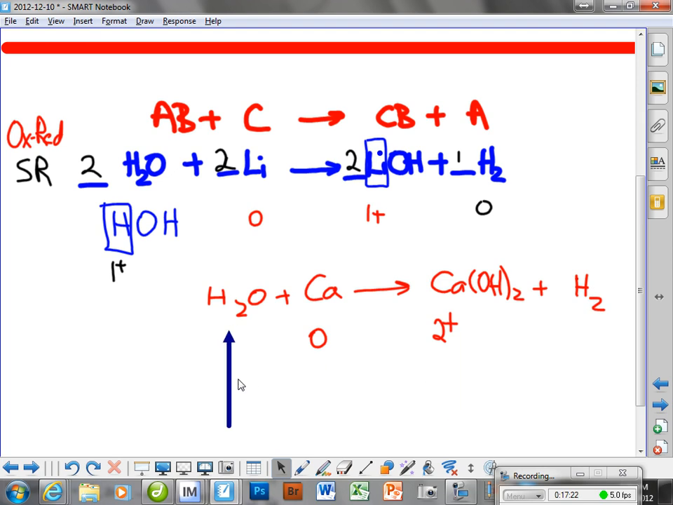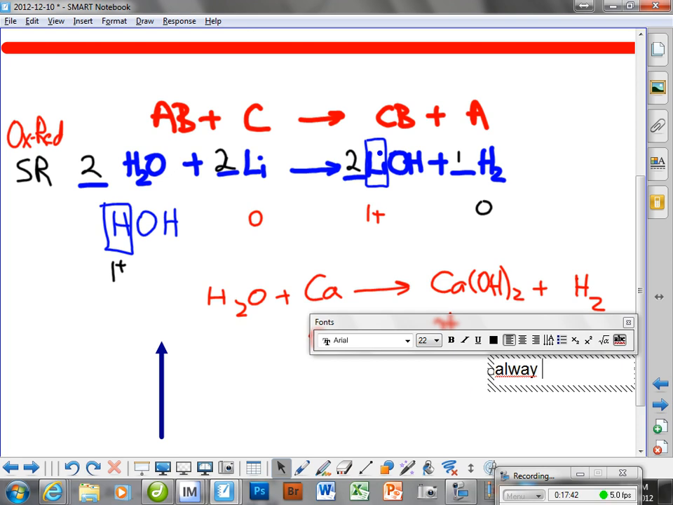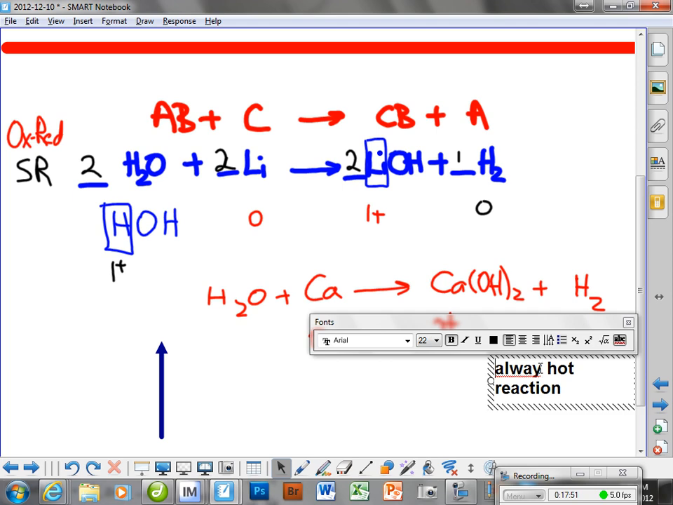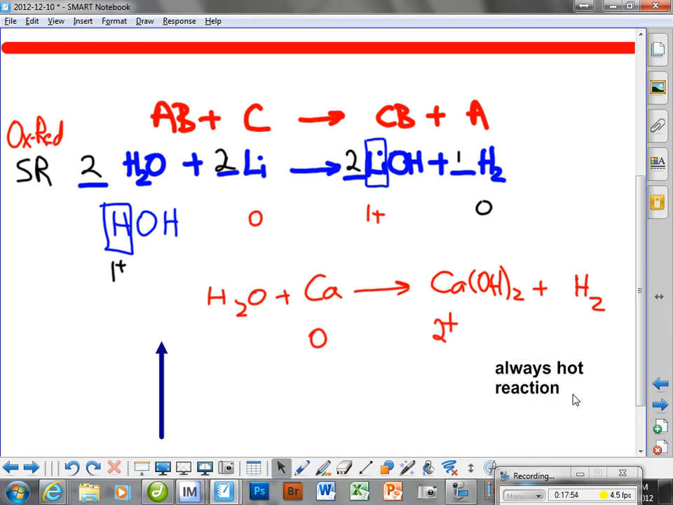And you already saw this in our lab. We had little chunks of calcium, remember? Little tiny guys like that. We dropped them in the water, and you saw a lot of heat, right? Oxidation reduction is always hot. Okay, it's always a hot reaction. And let's make that a red so it looks hot.